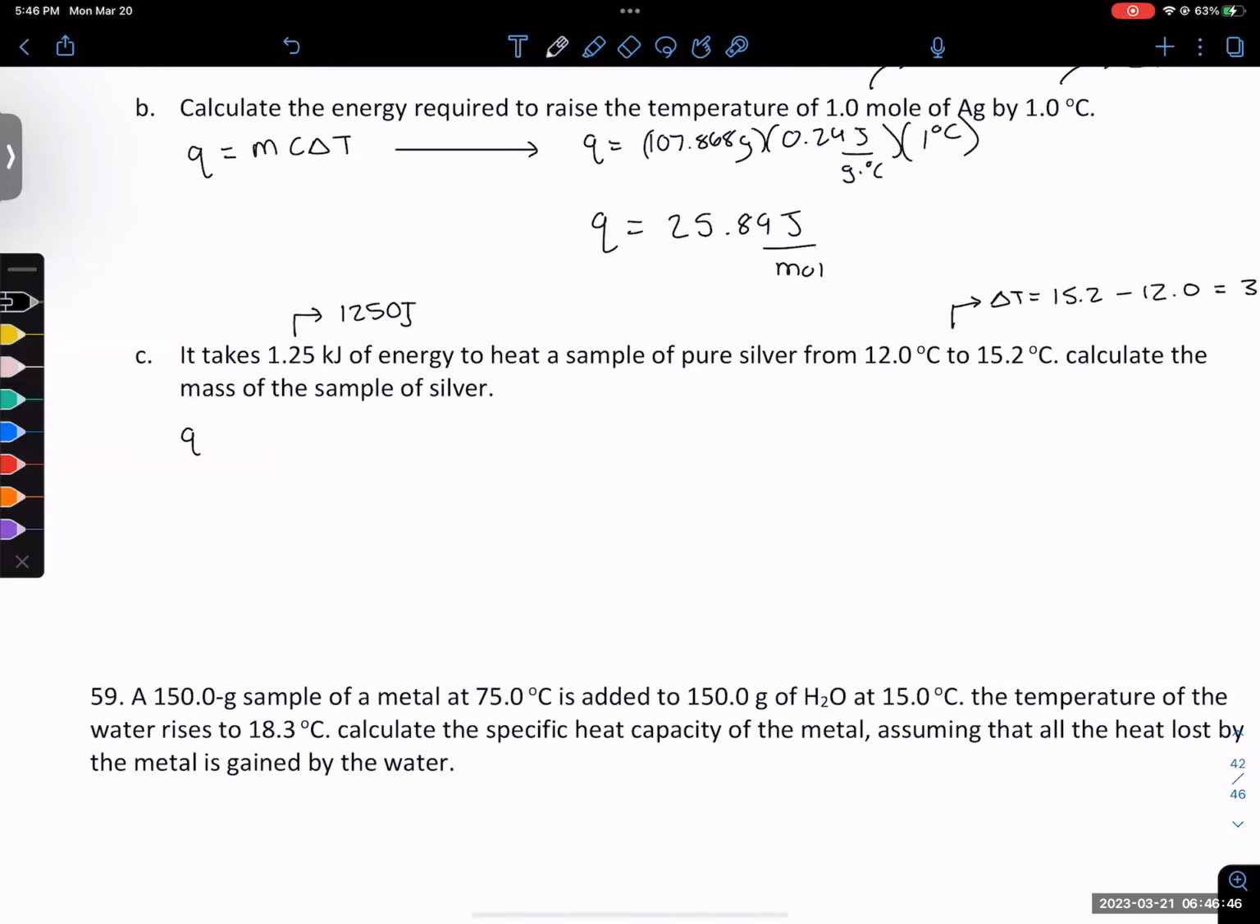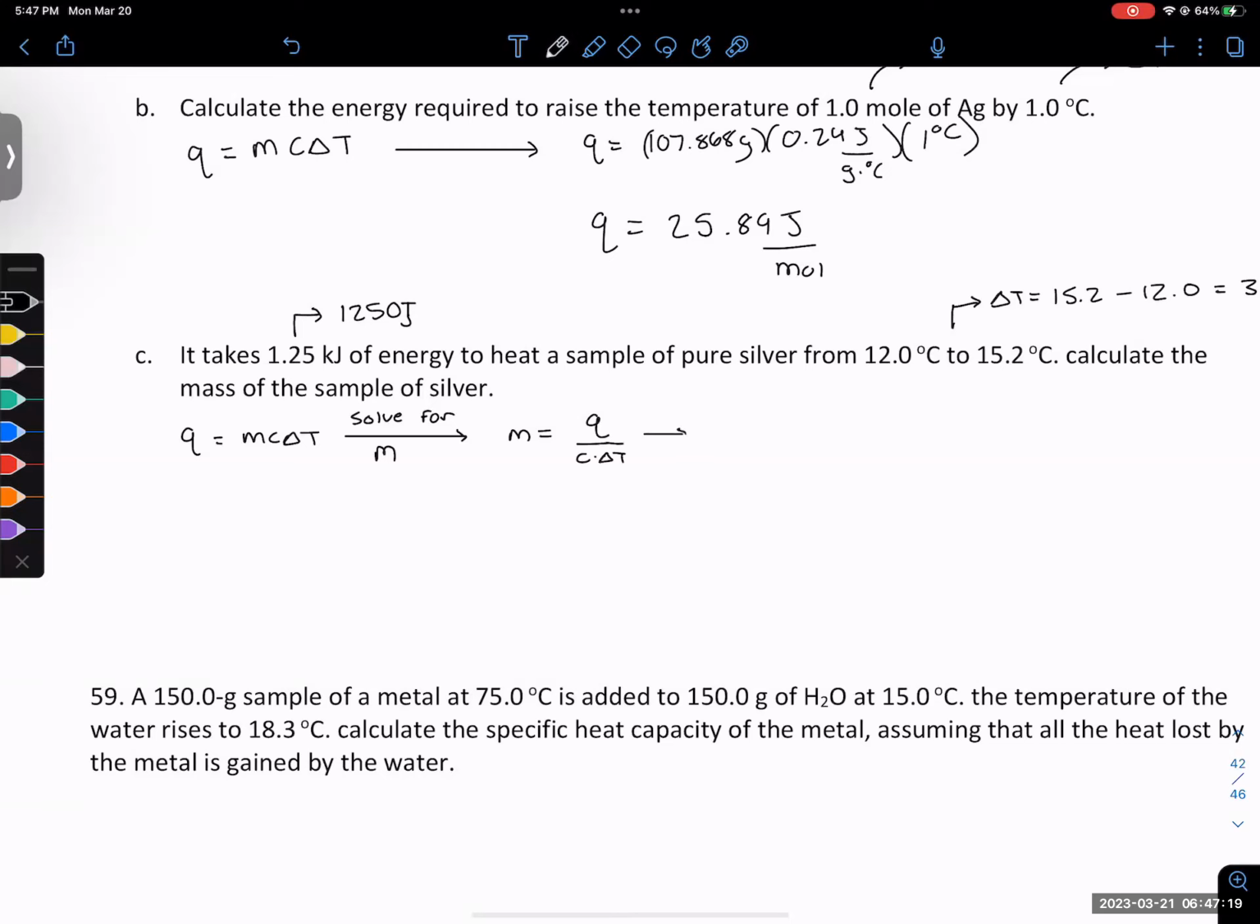So Q, our equation we should be using, is Q equals MC delta T. In this case, they're asking us to find what variable? Mass, so that's M. So if we algebraically solve for M, you get M is equal to Q over C times delta T.